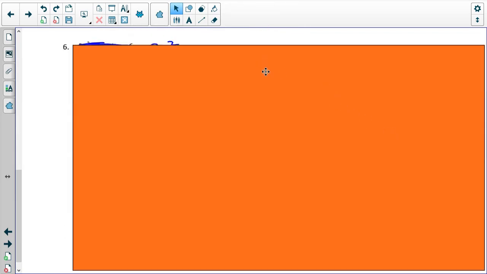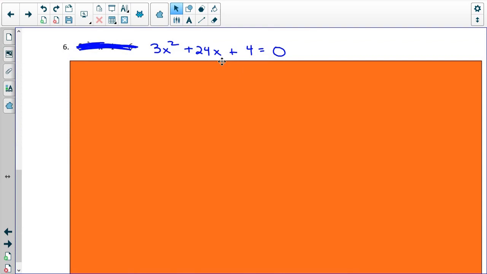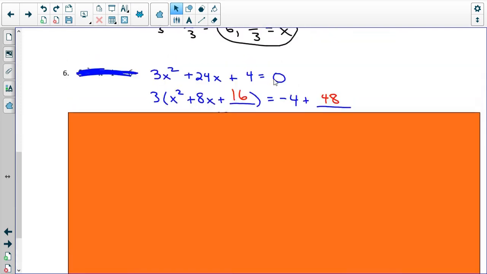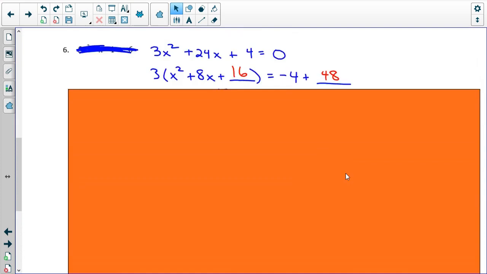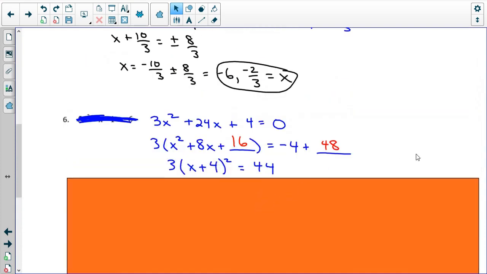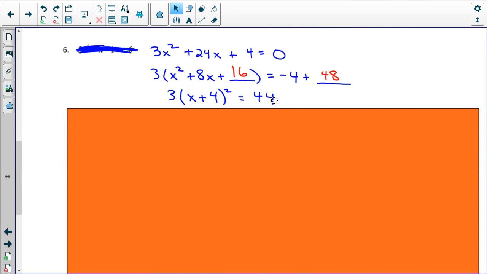Problem 6, I was so sick of doing those that I just changed the problem to be something that's going to be a lot better. Notice that I'm going to use 3x squared plus 24x plus 4. Notice that 24 is divisible by 3, so this is not going to give me fractions in every step of the problem. Now, the numbers actually aren't nice in this problem. I don't get nice answers, but all the way through the problem, completing the square isn't too bad.